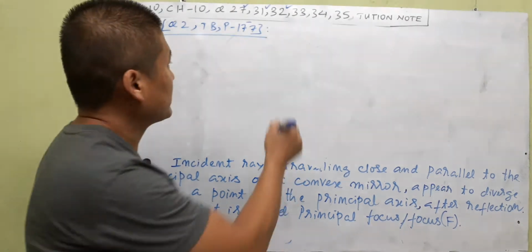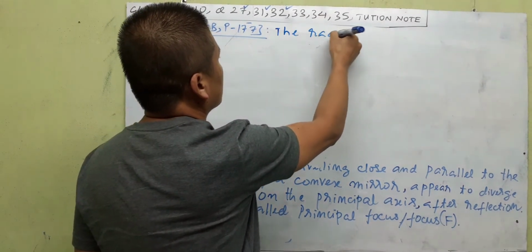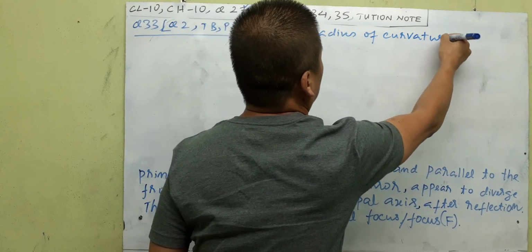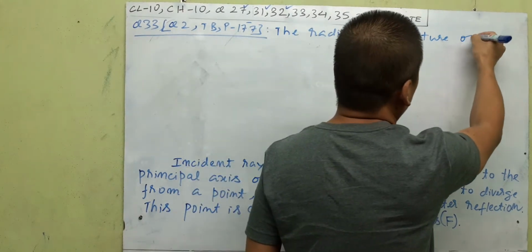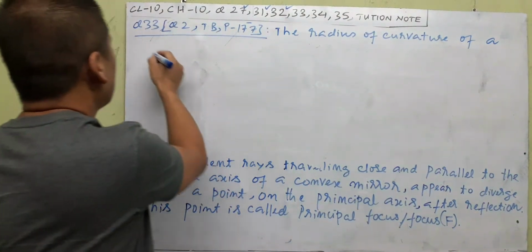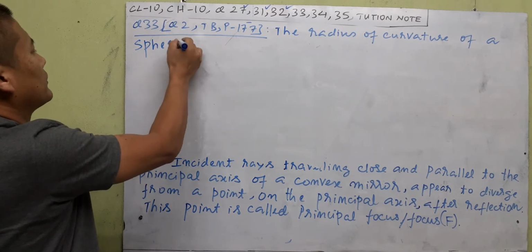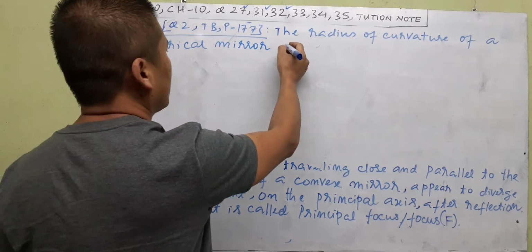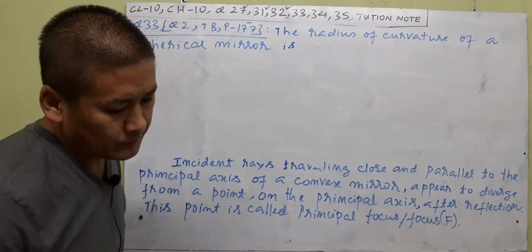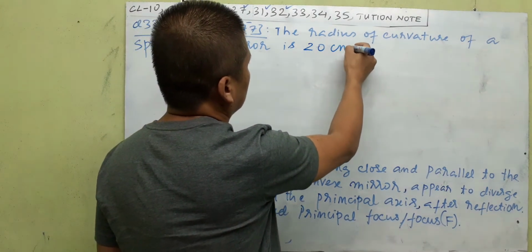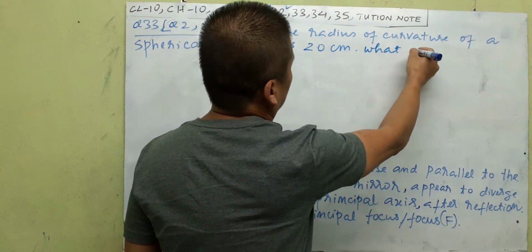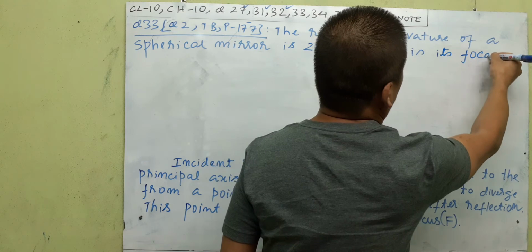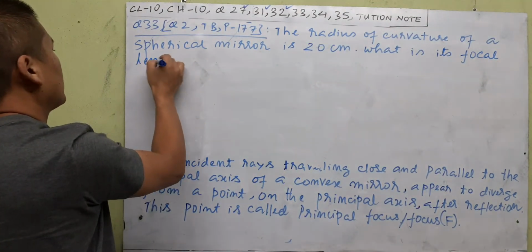The radius of curvature of a spherical mirror is 20 centimeter. What is its focal length? You write along with me, spherical, even if you have it in your tuition note, just write it. So this is the question.